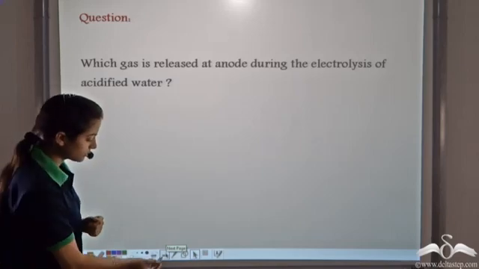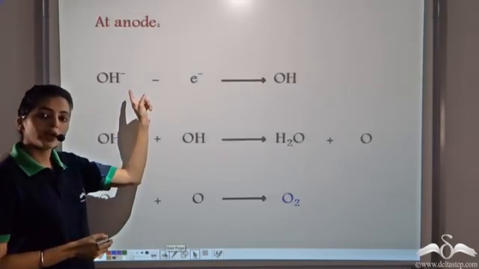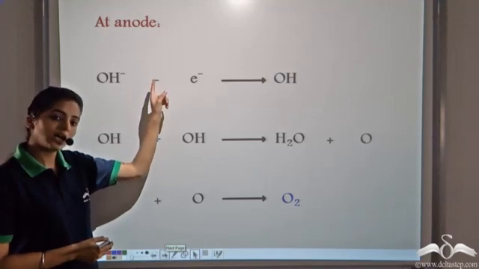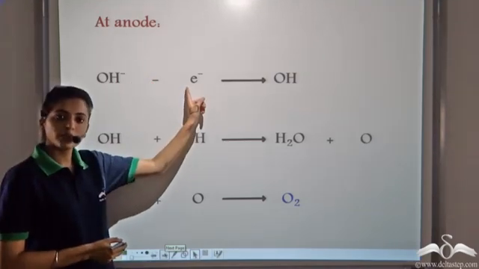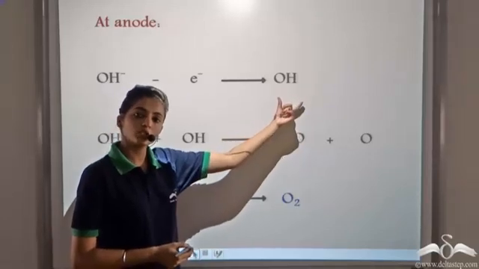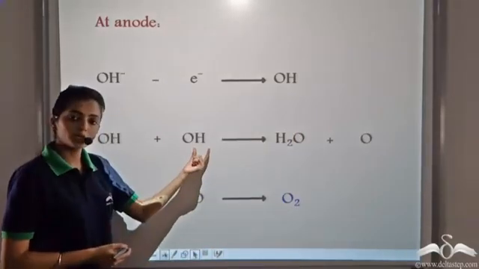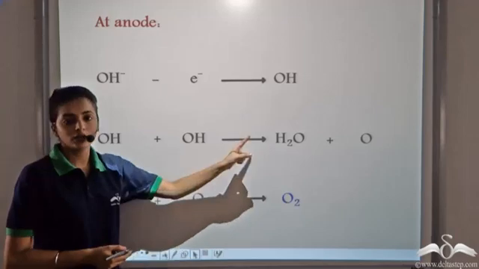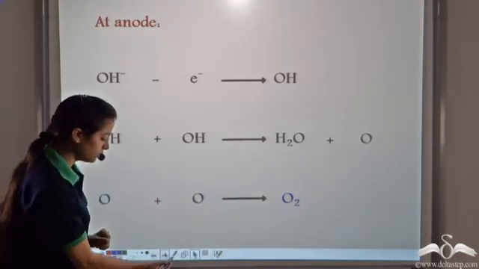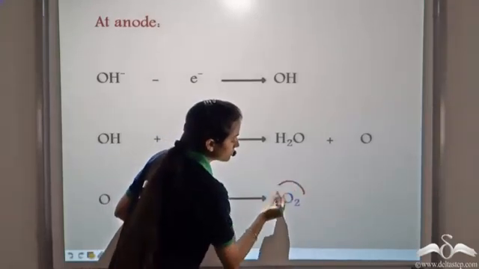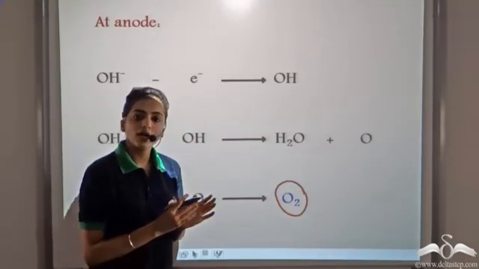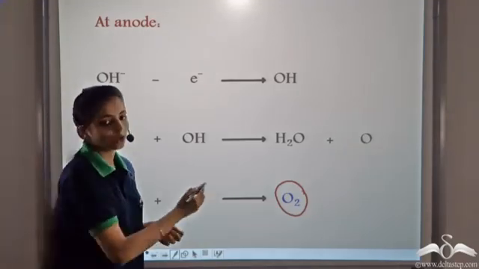So at anode, we know that OH minus, the negatively charged anion, it is discharged at the anode. So it gives one electron in order to become neutral. So it forms OH. OH on its own is not stable. It combines with another OH to form water and oxygen atom. Oxygen atom combines with another oxygen atom to form oxygen molecule. That is the oxygen gas. So the gas that is formed at anode is oxygen.